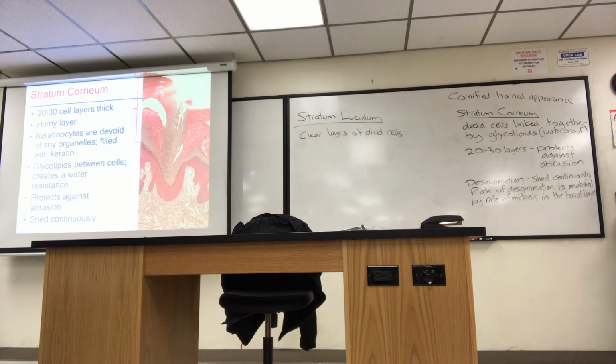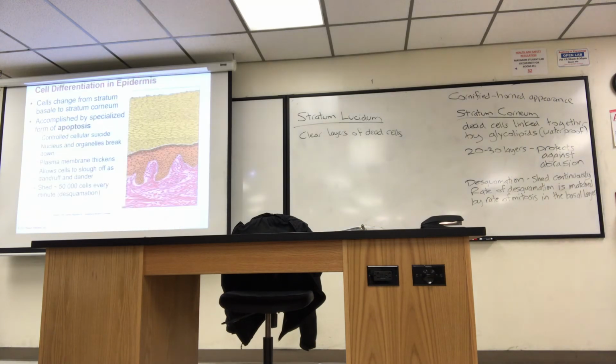Stratum basale. So cells change from stratum basale to stratum corneum. It's accomplished by a specialized form of apoptosis, which is a controlled cellular suicide, where the nucleus and organelles break down, the plasma membrane thickens, and it allows cells to slough off as a kind of dandruff and dander. You shed approximately 50,000 cells every minute. So it's like I'm shedding cells, right? I mean, you can't see them, but they're falling off.